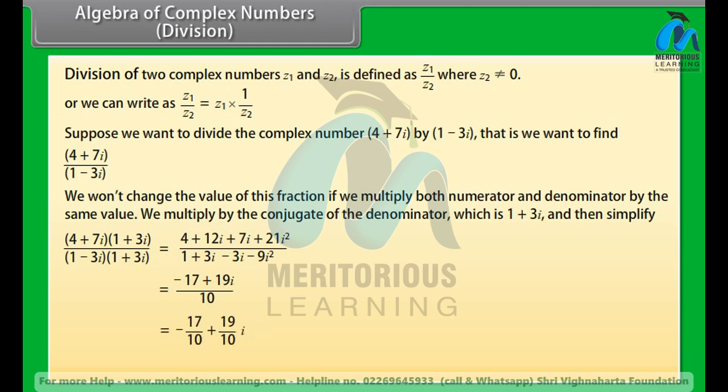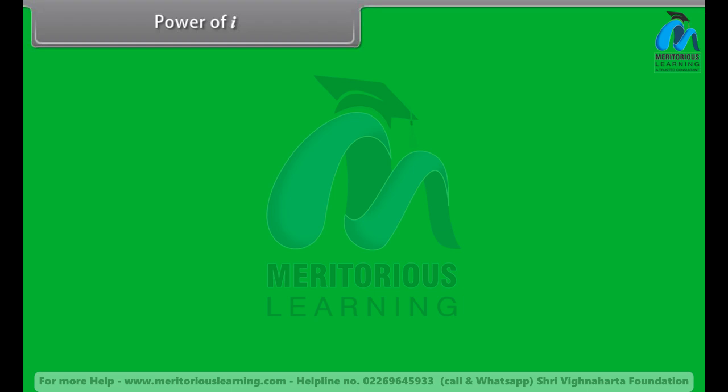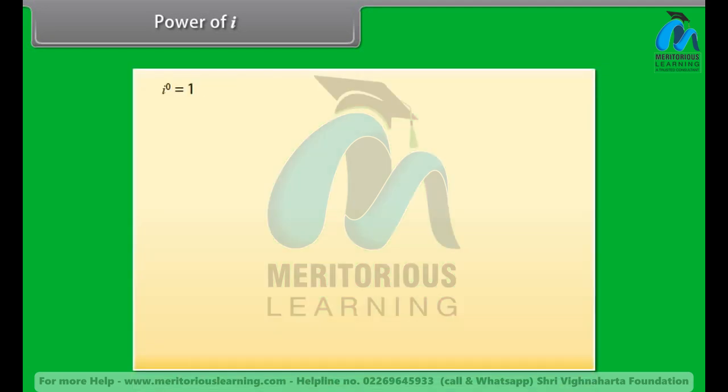On solving, we get -1.7 + 1.9 iota, power of iota. Let's now learn about the powers of iota. Iota raised to power 0 is equal to 1. Iota raised to power 1 is equal to iota. Iota raised to power 2 is equal to -1.